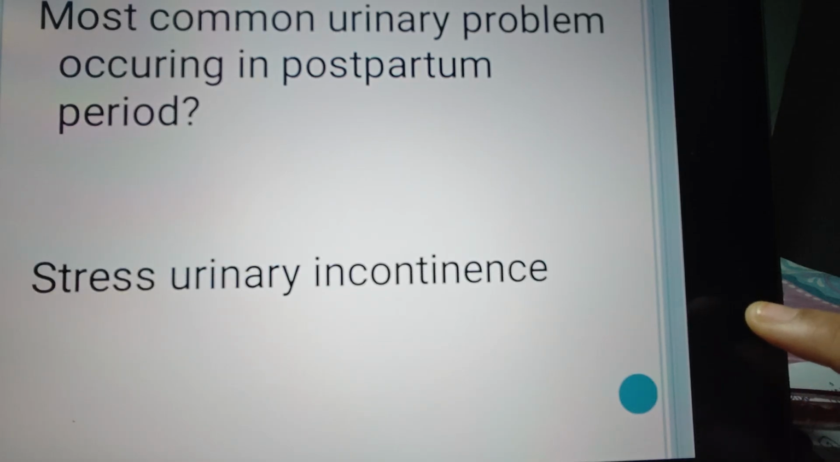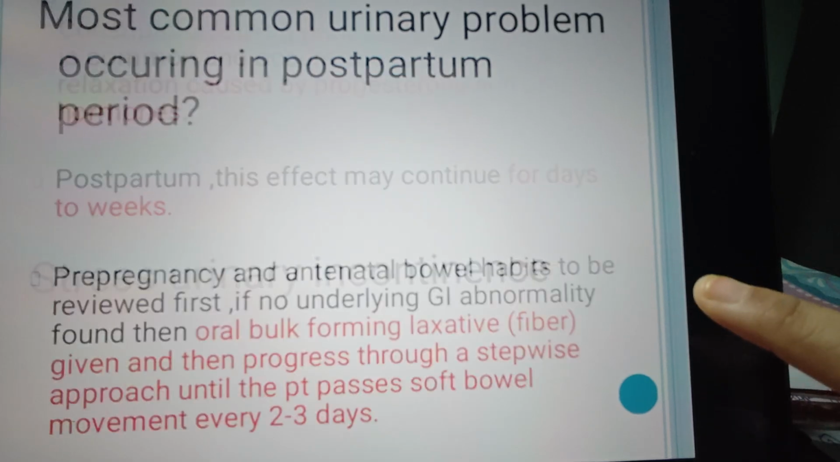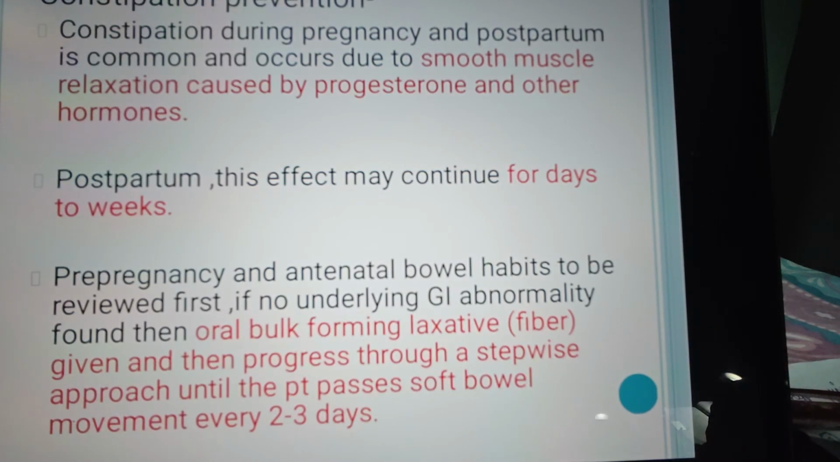Now, what is the most common problem that occurs in the postpartum period? It is stress urinary incontinence because of the episiotomy stitches or weakness of the pelvic floor muscles. Due to progesterone, patients can present with constipation either during pregnancy or the postpartum period, occurring due to smooth muscle relaxation from progesterone and other hormones. Postpartum, this effect may continue for days to weeks. Pre-pregnancy and antenatal bowel habits should be reviewed first, and if there is no underlying GI abnormality, then the patient can be advised oral bulk-forming laxatives like psyllium husk or isabgol, and then progress stepwise until the patient passes a soft bowel movement every 2 to 3 days.